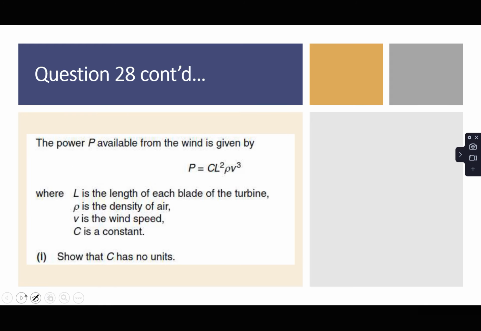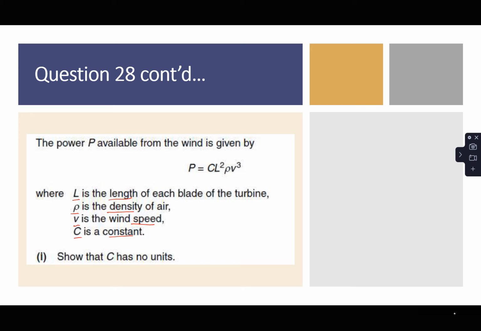The power P available from the wind is given by that expression. L is length, rho is density, V is wind speed, C is a constant. Show that C has no units.